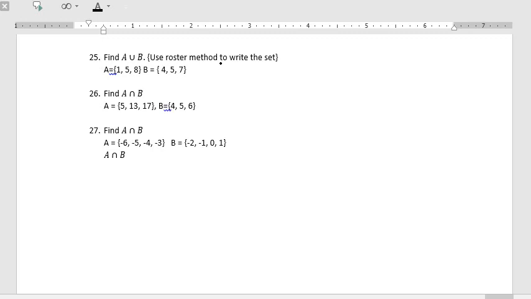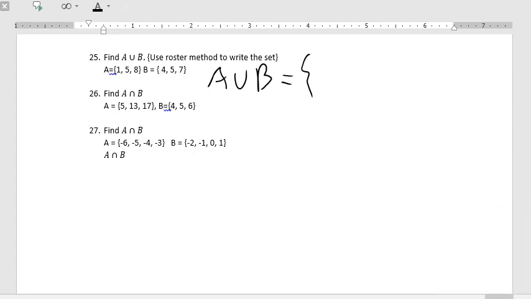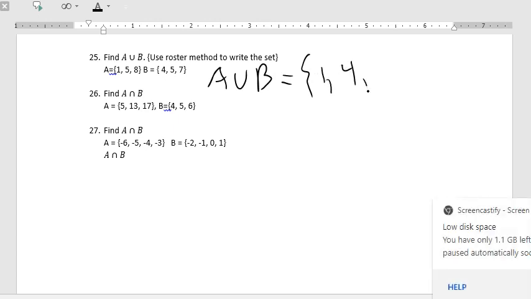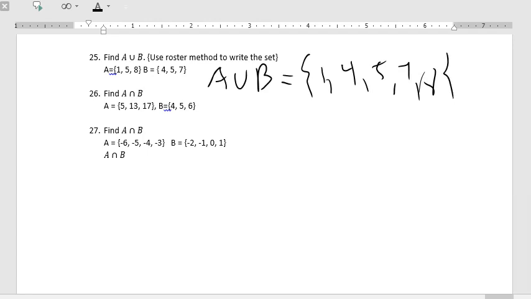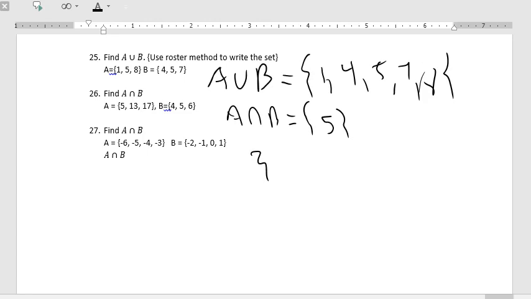Okay, so the next question is find A intersected with B. Here we just want to know what they have in common. The next question is A union B, so we put them together: 1, 4, 5, 7, and 8. And then the next one is what they have in common, so that's 5. And then the last one is what they have in common, which is nothing, so we can just write the empty set.